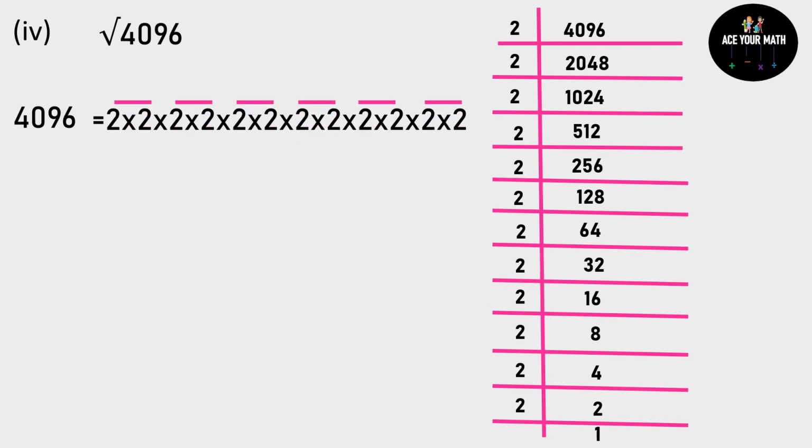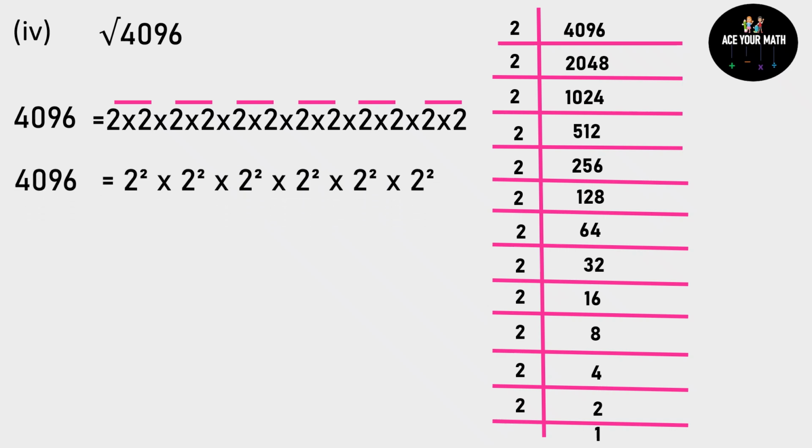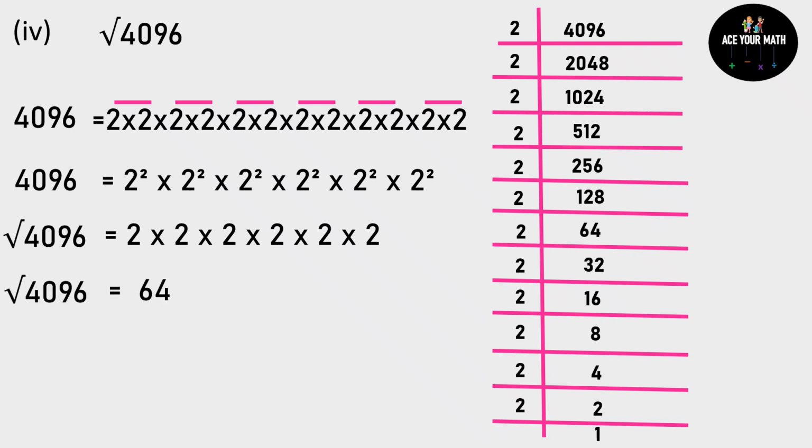Now 4096 can be written as 2 square, multiplied by 2 square, again multiplied by 2 square, multiplied by 2 square. So 1, 2, 3, 4, 5, 6. So we form 6 pairs of 2 here. So when you find the square root, you will take 2 six times. So the square root of 4096 is, you will multiply these and you will get 64 as the answer. So square root of 4096 is 64.